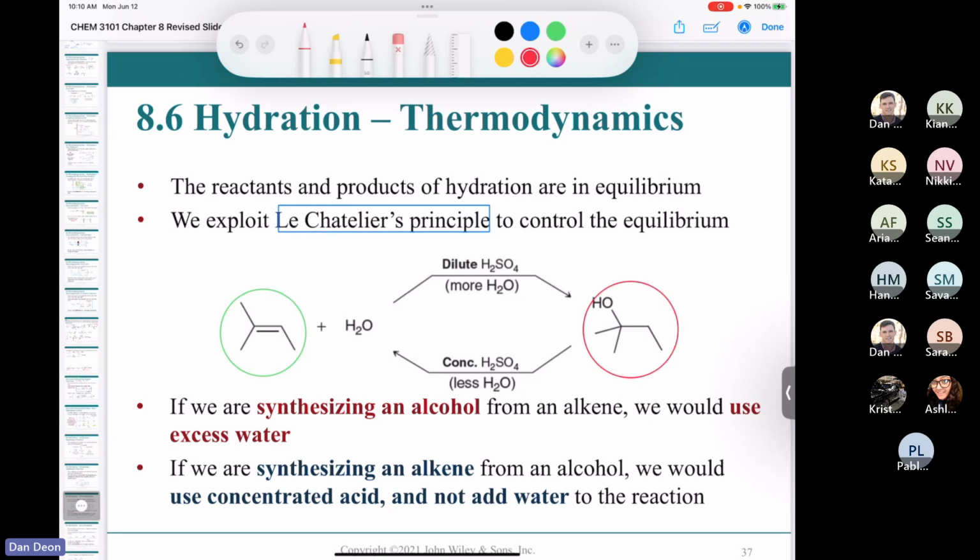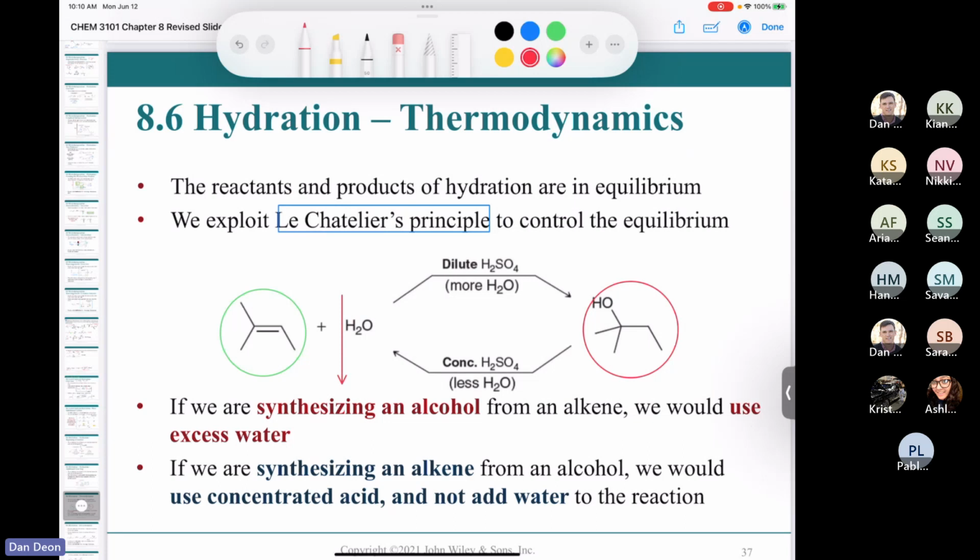If you do this reaction with just a catalytic amount of sulfuric acid, so a dilute solution of sulfuric acid and more water, right? If you elevate the amount of water, that's going to drive the reaction forward towards the alcohol. Conversely, if you do the reaction in concentrated H2SO4, so there's very little water, and you remove the water from the reaction, that's going to drive it towards the alkene.